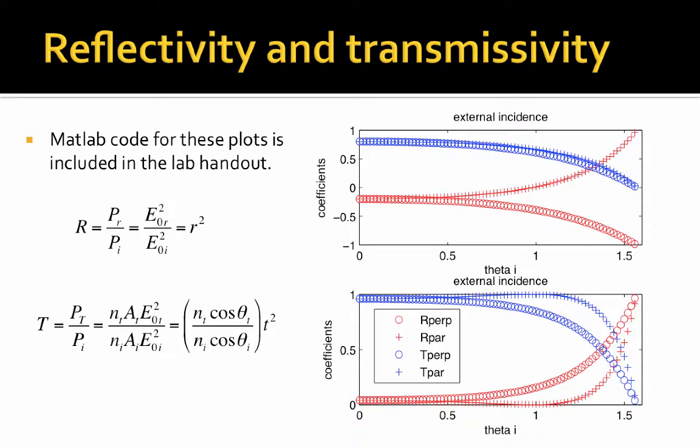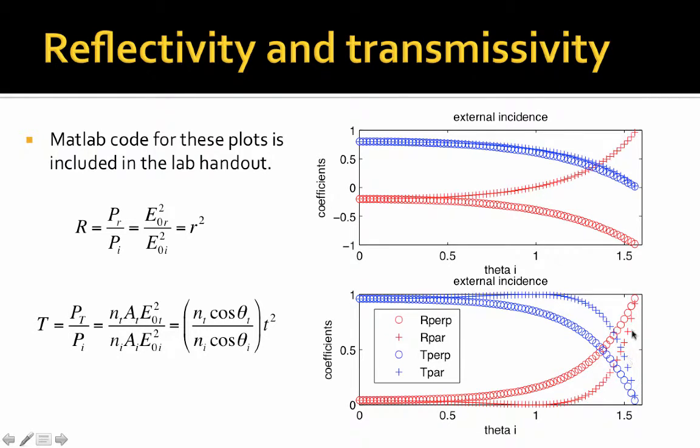I've written those again here. I've given you a set of MATLAB code so that you can plot the reflectivity and transmissivity if you wanted to, but we only really care about the reflectivity for different incident and transmitted indices of refraction. So here, these are the coefficients we were just looking at, and this plot below is the reflectivity and transmissivity.